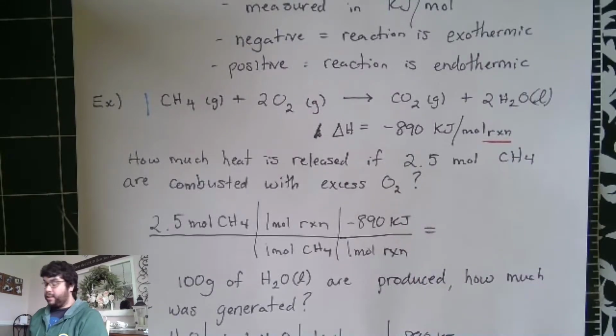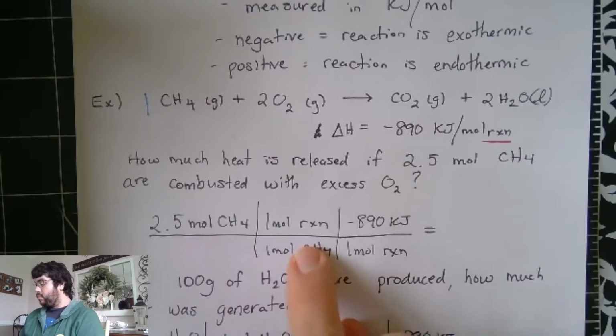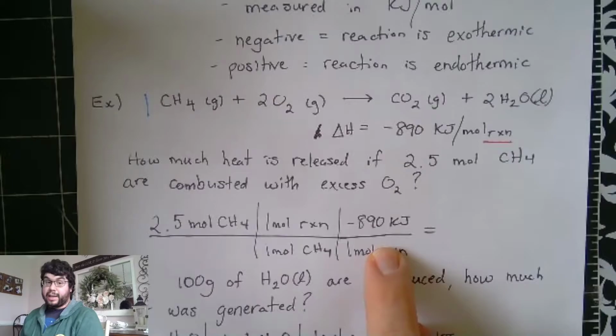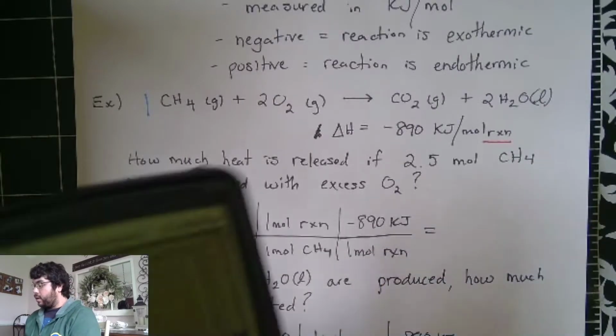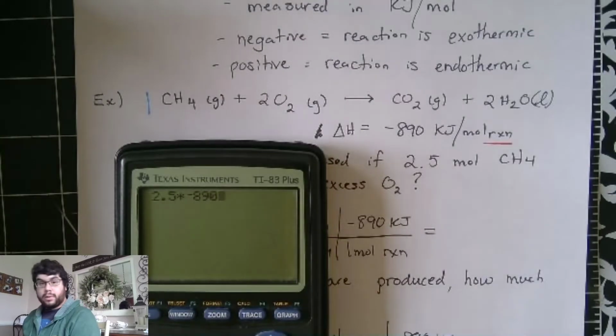The math is pretty simple, but the setup's a little weird. I think it's sometimes just kind of tricky. But it's going to be 2.5 times 1 times negative 890. Let's go ahead and do that on our calculators here. So 2.5 times negative 890, and we get negative 2225.